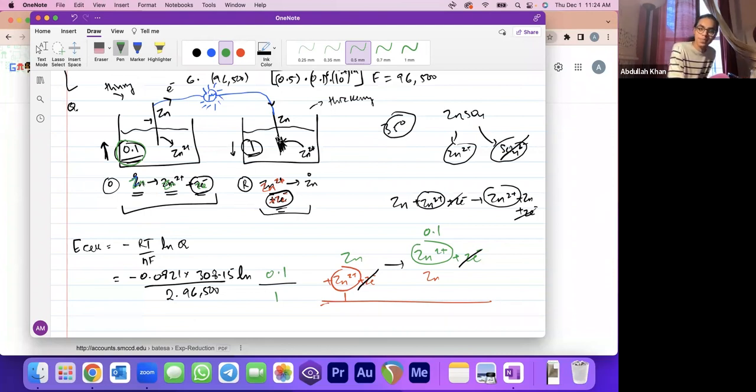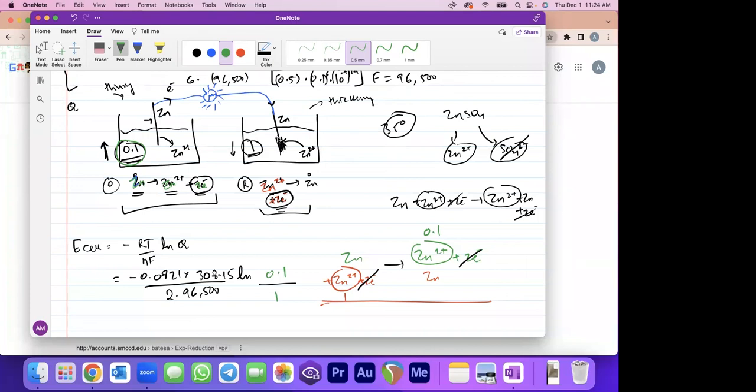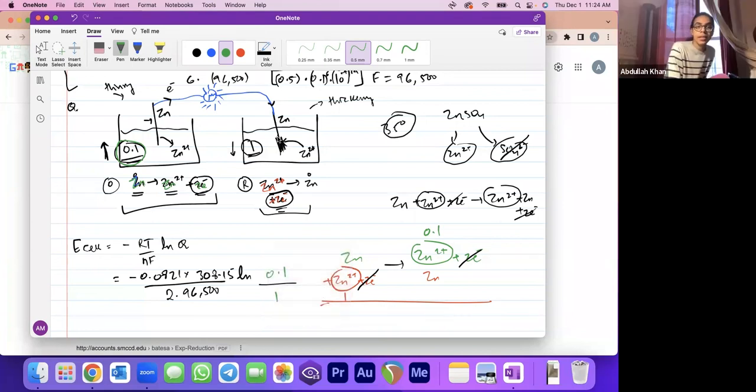So how do we know that the electron flow is from left to right? Because the left is producing electrons as a product, which means it's giving out electrons. And the right-hand side, electrons are being used as a reactant, so it's consuming electrons. Push, pull.